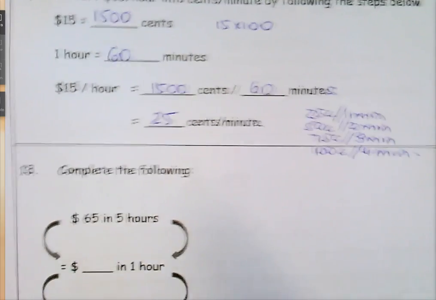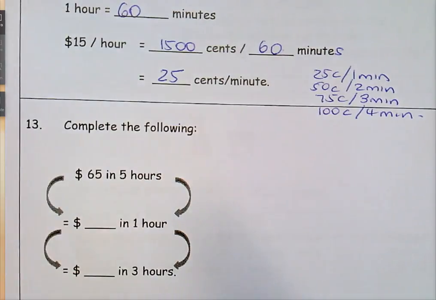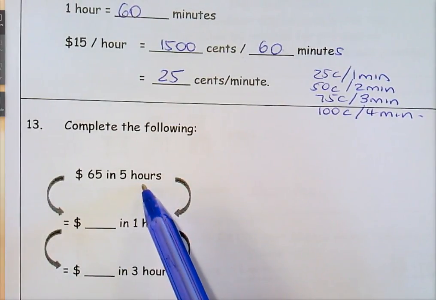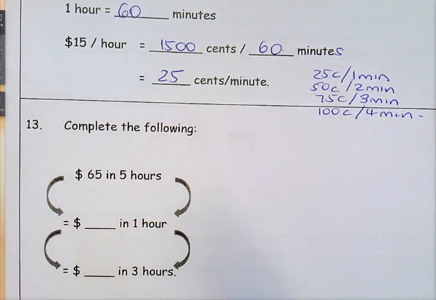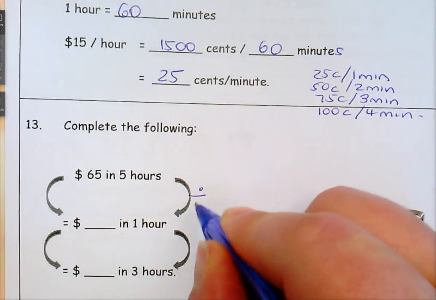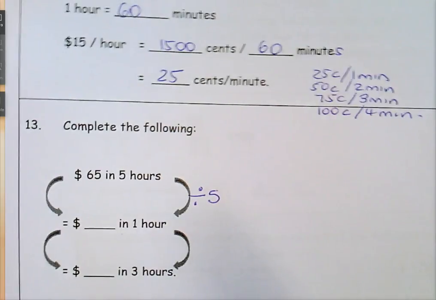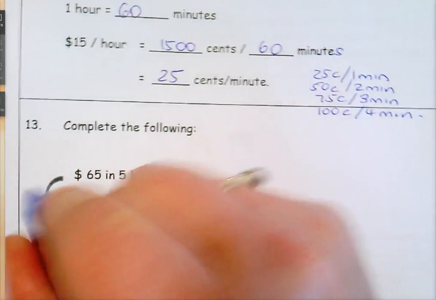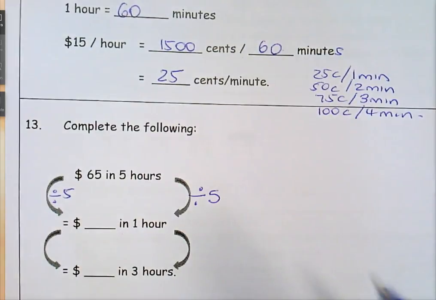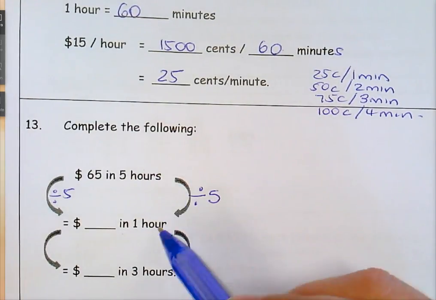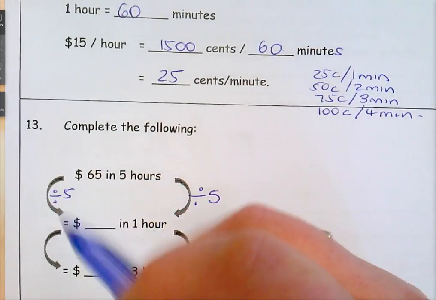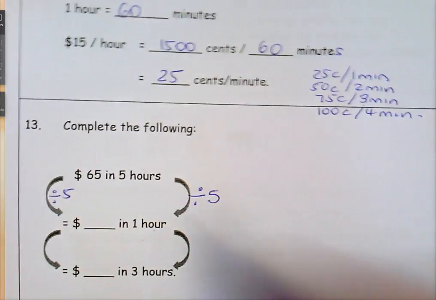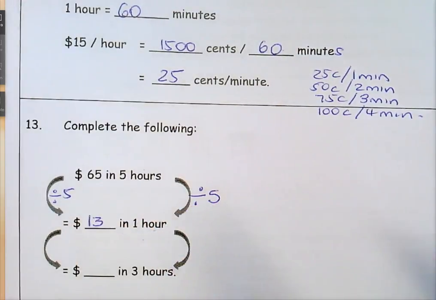So girls, let's say someone earns $65 in 5 hours. Here I've got to work out how many dollars they get in 1 hour. How am I going to work that out? If you know what you're getting in 5 hours, you divide by 5. If you get $65 in 5 hours, how much do we get in 1 hour? You divide by 5. So how do we get from 5 hours to 1 hour? We divide it by 5. So 65 divided by 5, you need your calculator. It equals 13. $13 in 1 hour.